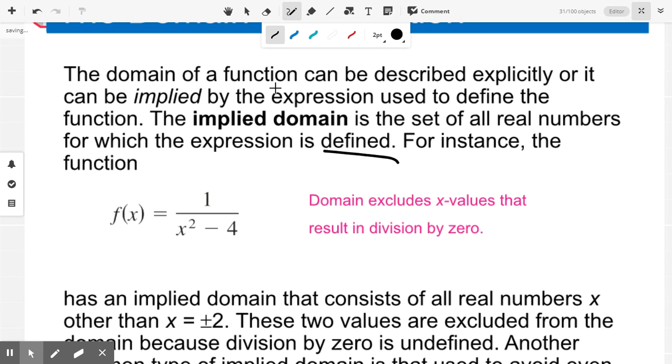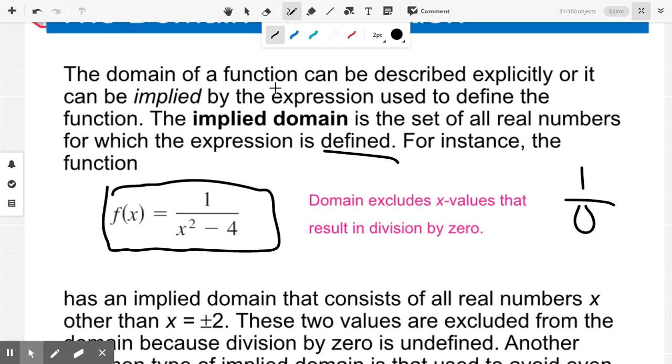For instance, this function right here, f of x equals 1 over x squared minus 4. The domain is all x values, basically all inputs we could put in and have a defined function. Well, what we know is if 0 is in the denominator, it is an undefined function. So what values of x, or what inputs, would cause this denominator to be 0? Well, if x squared was equal to 4, 4 minus 4 is 0. What two numbers when squared equal 4? Right down here, plus or minus 2.